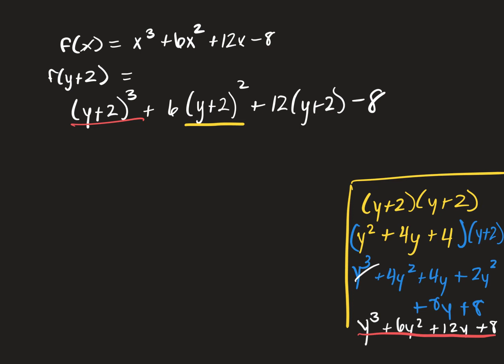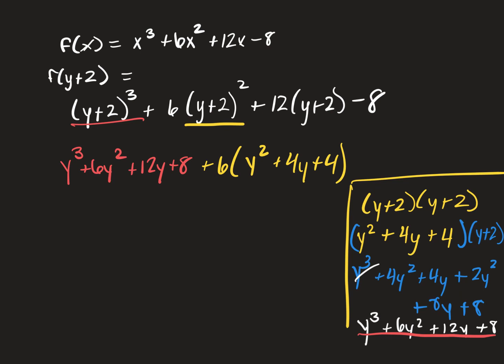Okay, so now let's plug all that in. So y cubed plus 6y squared plus 12y plus 8, plus 6 times that y squared plus 4y plus 4 we found from foiling. And then we have that plus 12 times y plus 2 minus 8.